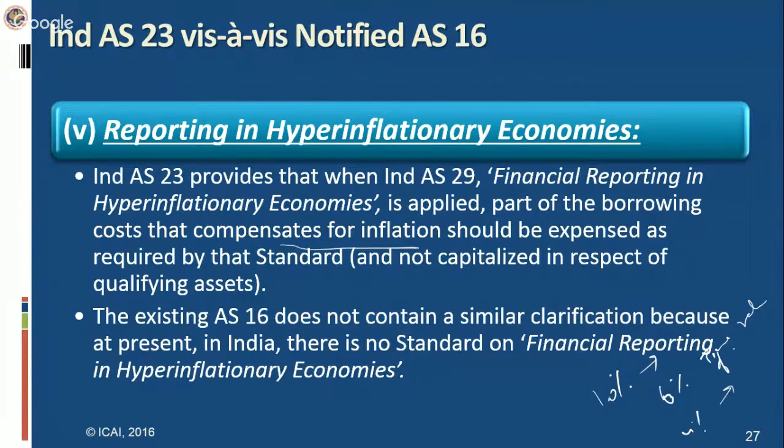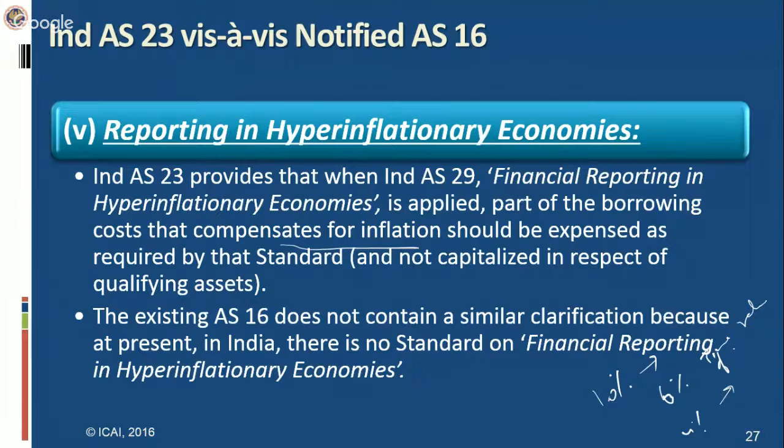So out of that 10,000, only 6,000 is basically the portion of borrowing cost. The 4,000, which is compensating for inflationary trends in the coming years, should not be capitalized or considered as borrowing cost associated with that particular qualifying asset. Ind AS 23 specifies that the 4,000 should be accounted for as per Ind AS 29, not Ind AS 23. That amount should be bifurcated.